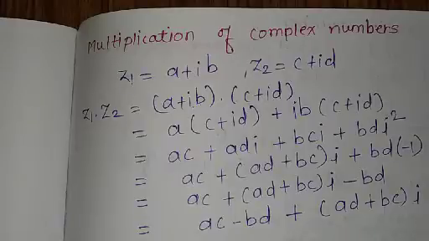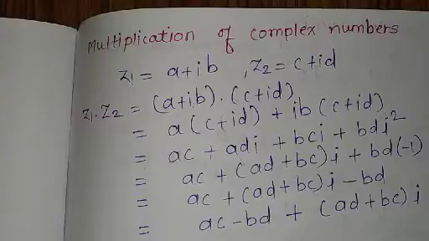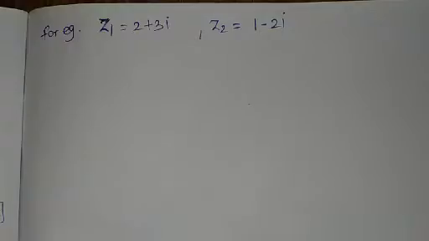So we simplify this and get the real part together and imaginary parts together, that is ac minus bd plus (ad plus bc)i, and we have used here the value of iota square, that is iota square is equal to -1.